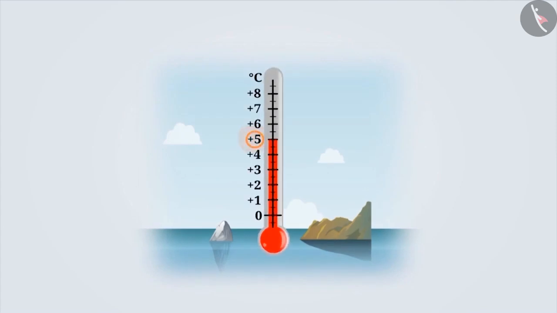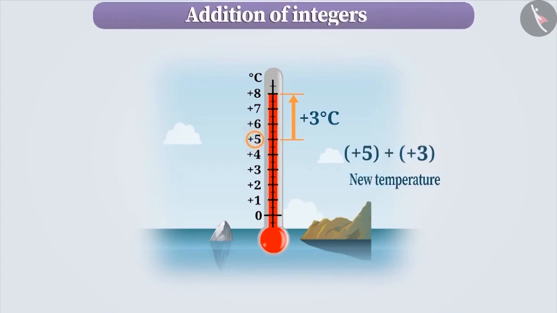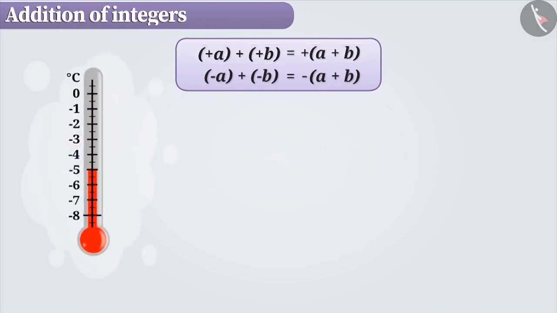Let us suppose the temperature of a certain place is +5 degrees centigrade. If it increases by +3 degrees, then the new temperature can be found by finding the value of +5 + 3. If the signs of the integers are the same, then they are added without sign. After that, the sign is included with the result. While adding two positive integers, we add them without sign and later the plus sign is included in the result 8. That is, it is expressed as +8.